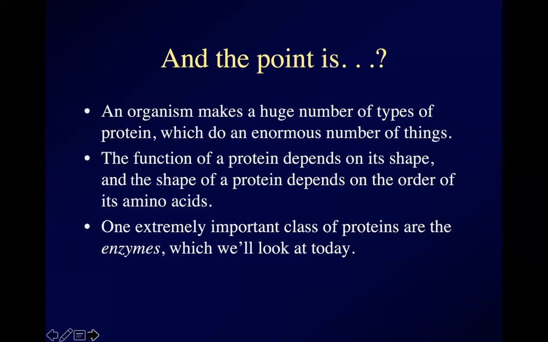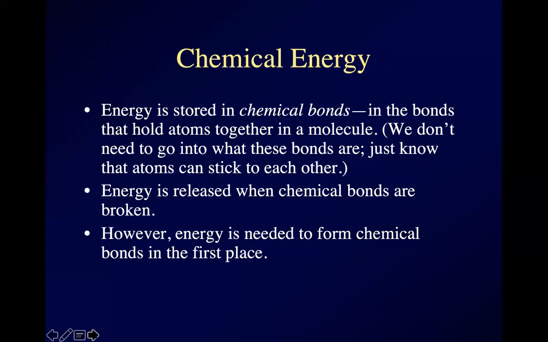The function of a protein depends on its shape, and the shape of a protein depends on the order that you put the amino acids in. And what DNA actually does is carry the information that your cells can read and use to assemble amino acids in the right order to make a particular protein. And I want to spend the rest of the day looking at a class of proteins called enzymes.